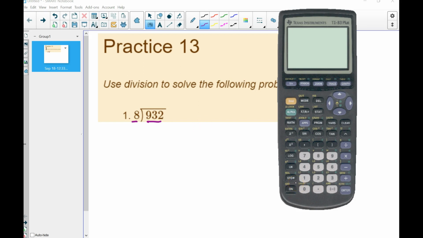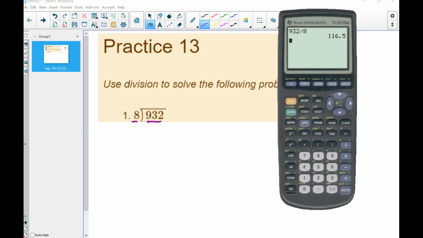Batteries again. Oh yeah, I have to replace it with batteries. So what I put in the calculator would be 932, and I go divided by 8. Let me see, I get 116.5.